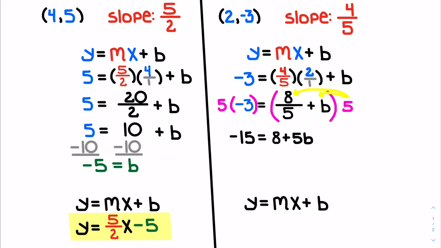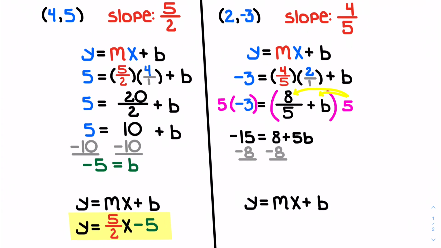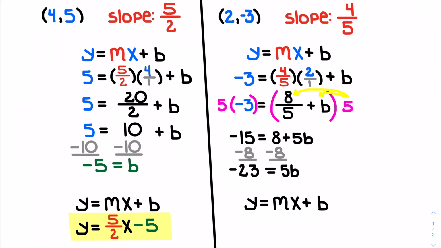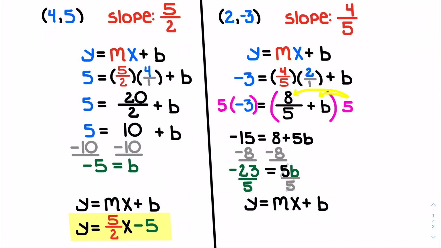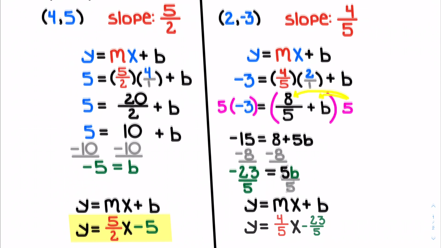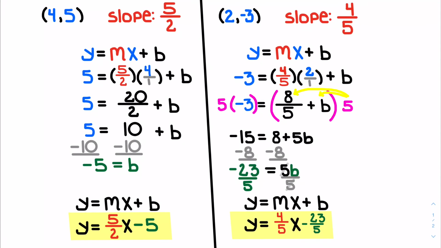Those fractions are gone. Continuing to isolate b, I'll subtract 8 from both sides and then divide both sides by 5. When you divide both sides by 5, the 5's cancel and b is equal to negative 23 over 5. Now that we know both m and b, let's plug those into the equation, and our final answer is y equals 4 over 5x minus 23 fifths.